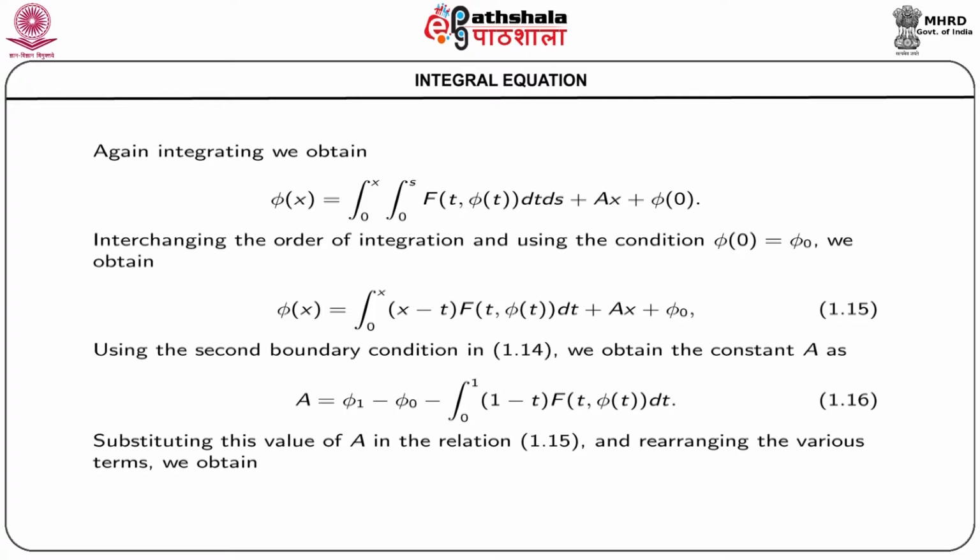So, phi x, which was the unknown in the given differential equation, is obtained in equation 1.15. Here we see that the unknown function phi t appears under the sign of integration and also it appears freely. Also in equation 1.15, capital A is unknown. Now if we can know capital A, then phi x can be written in the form 1.15 as an integral equation.